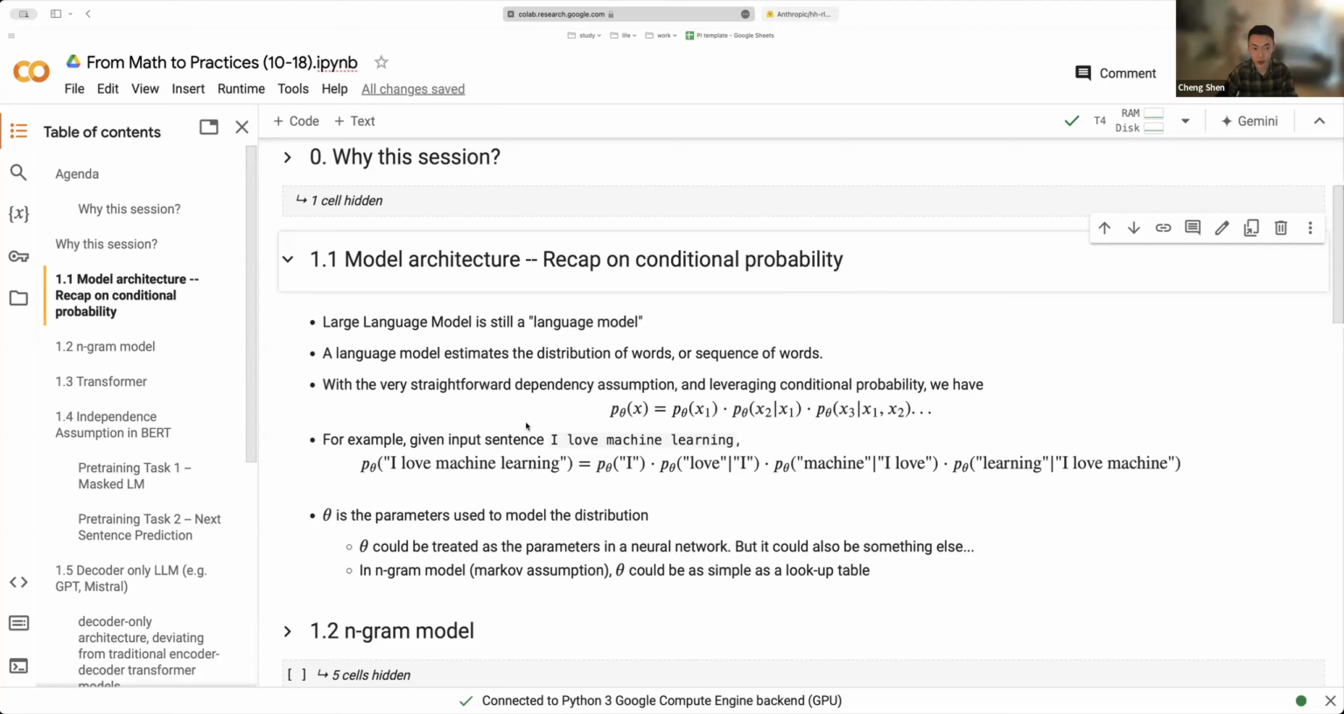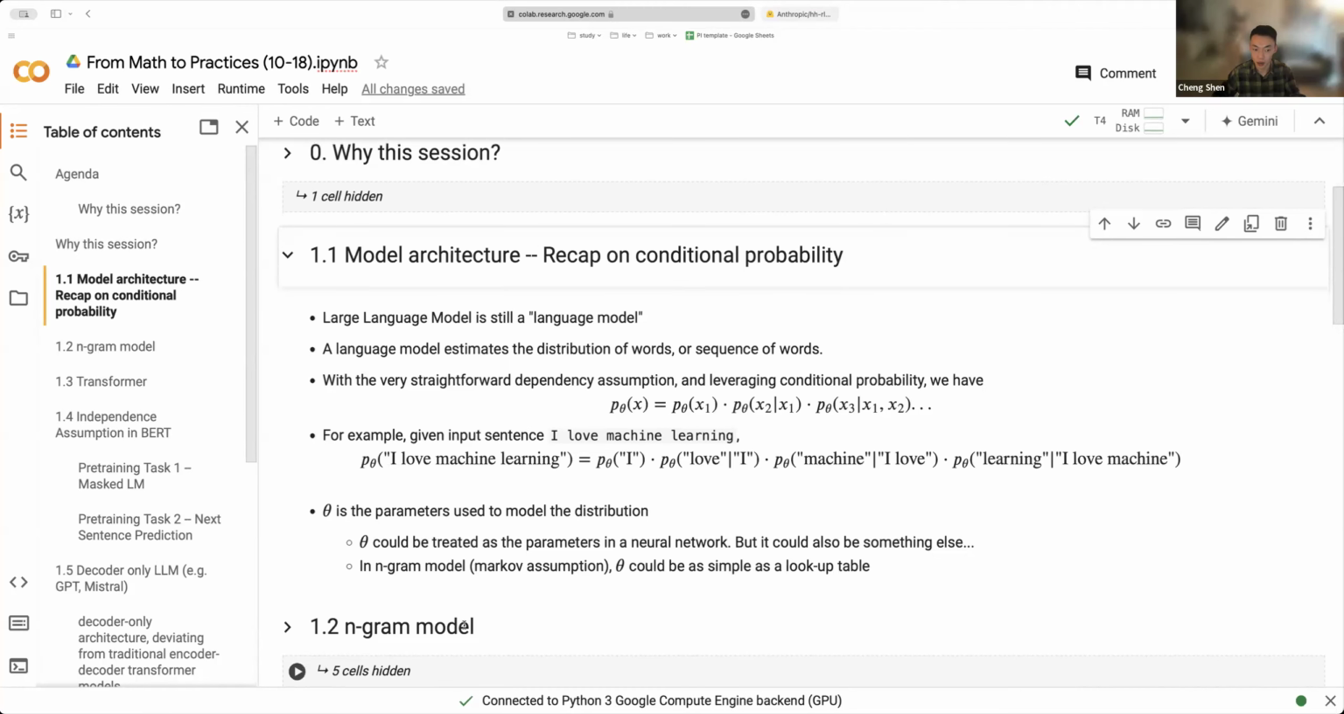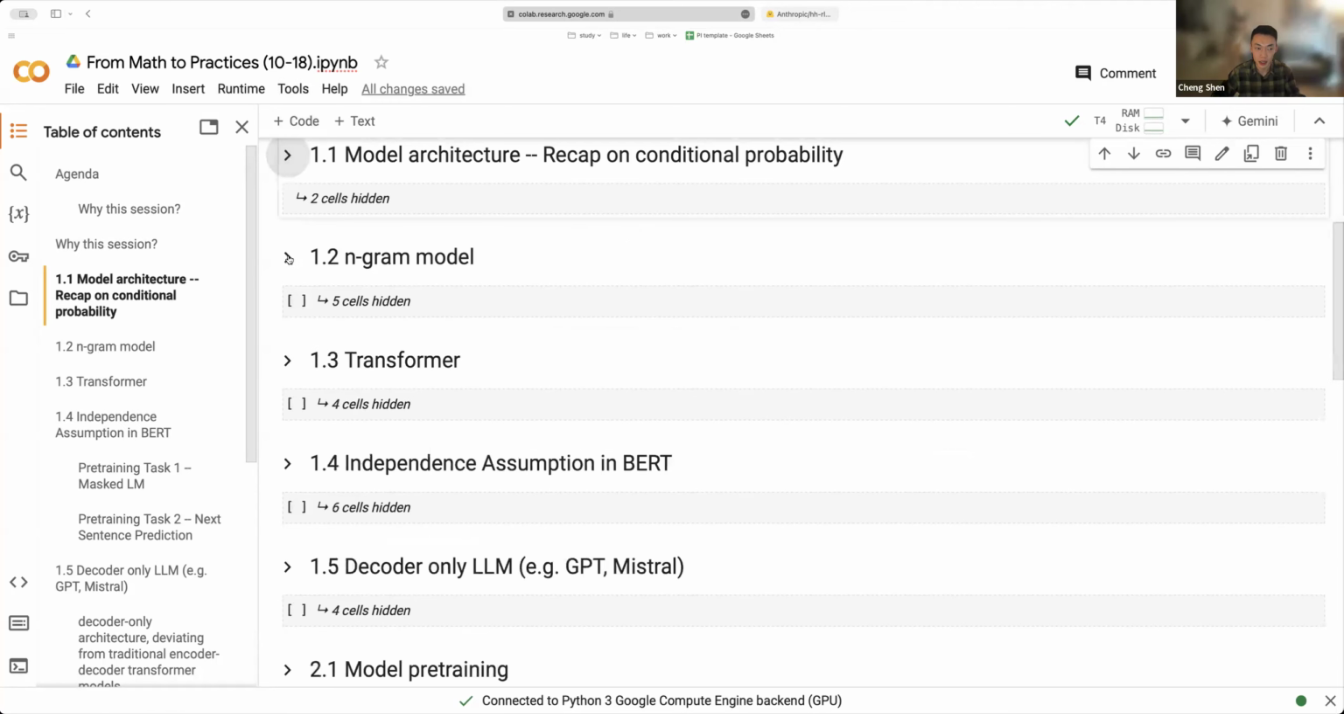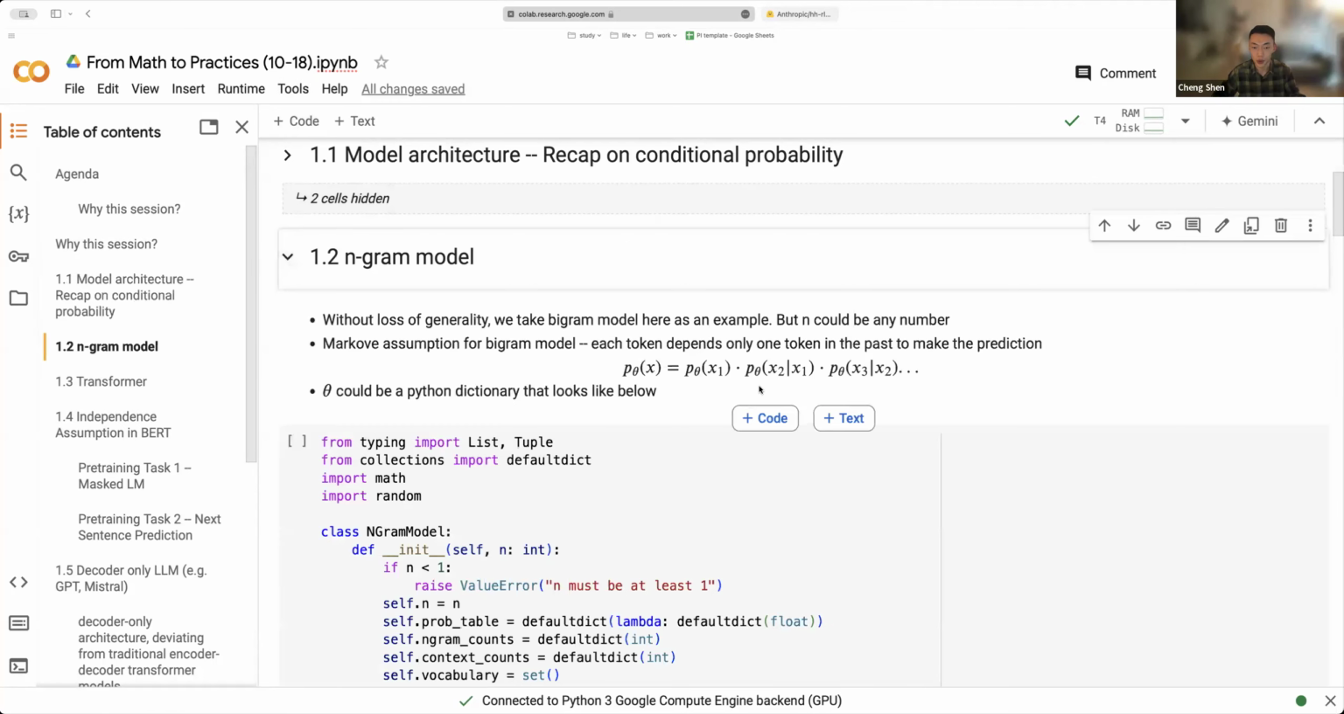In the current world where deep learning is so popular, theta is usually referred to as the parameters in the neural network. Keep this in mind, and sometimes it might be easier for you to think about it that way. But theta could be anything. It doesn't have to be the parameters in a neural network. It could be as simple as a lookup table, as we'll see in the n-gram model. The n-gram model is a very simple language model from before neural networks came out.